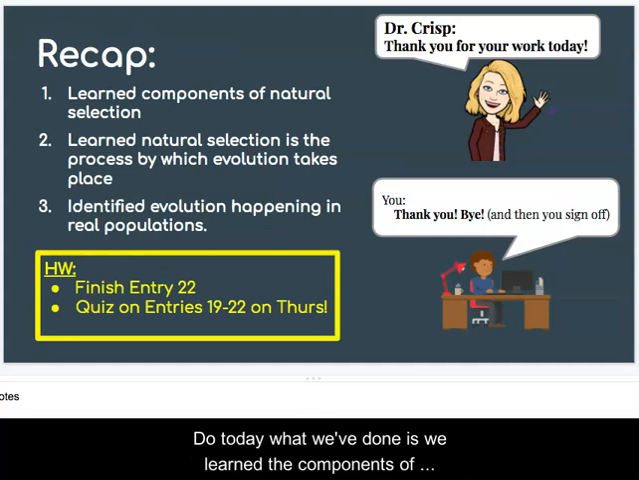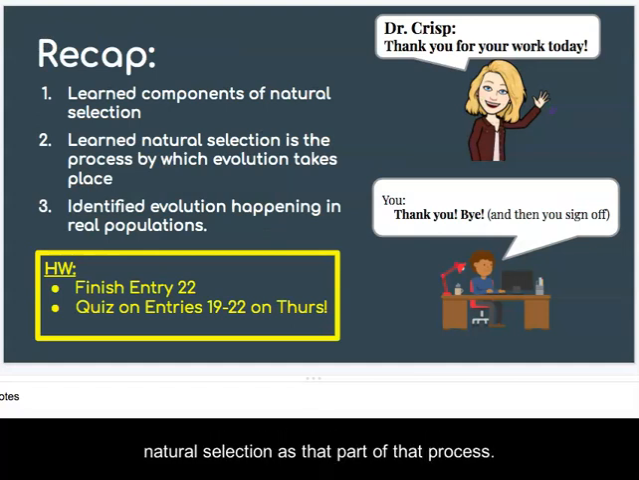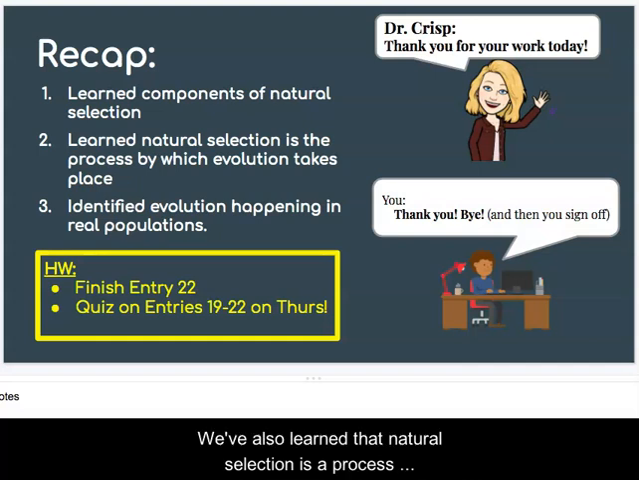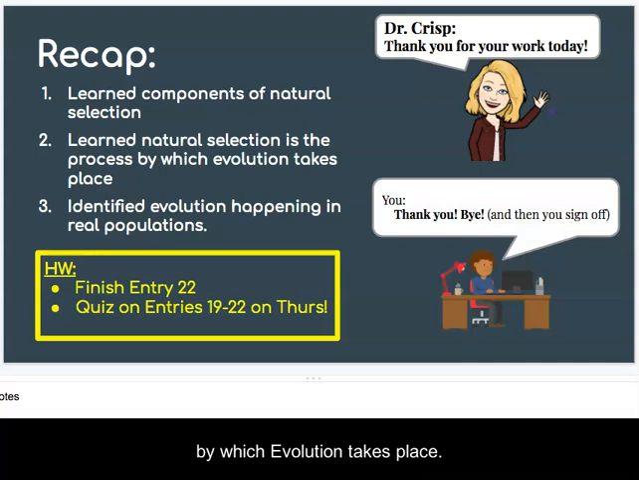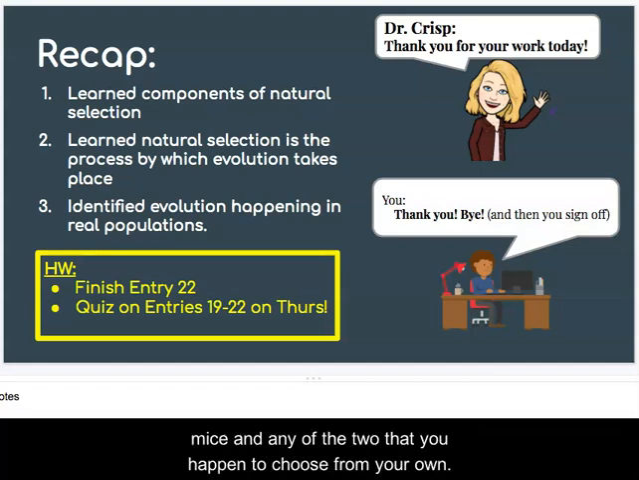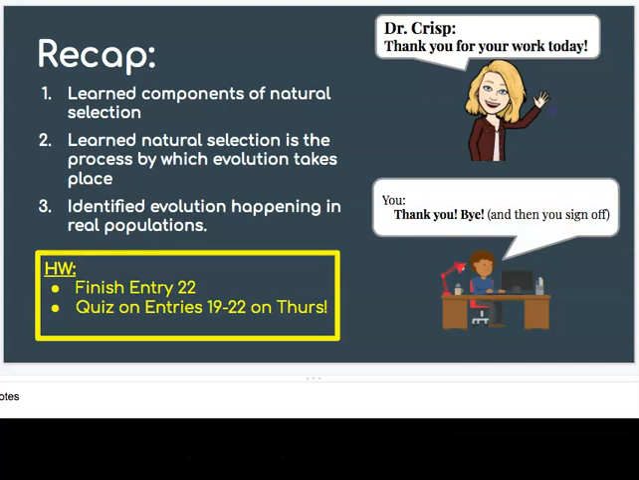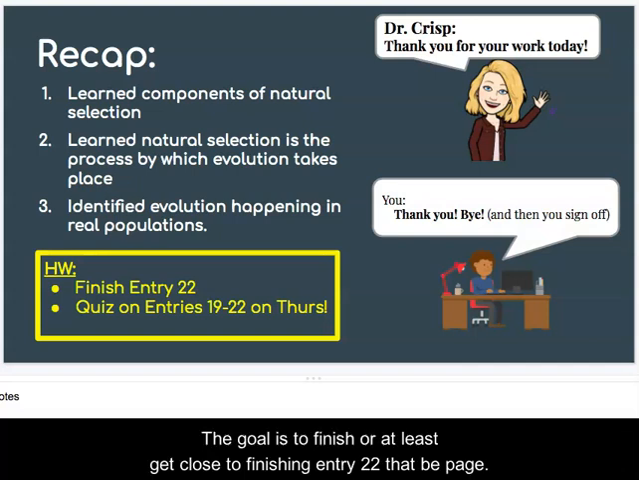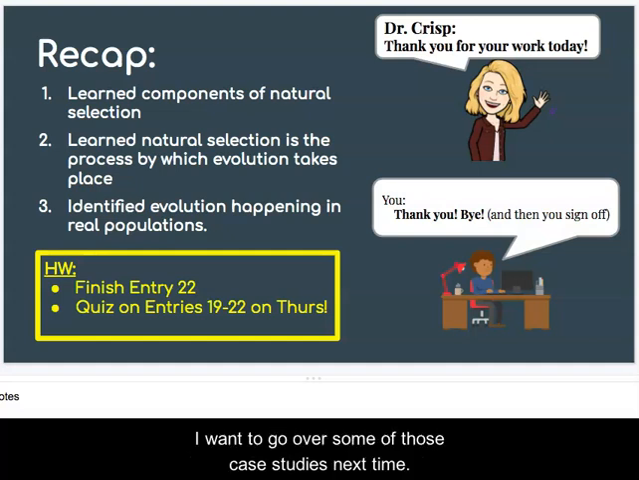So today what we've done is we learned the components of natural selection as part of that process. We've also learned that natural selection is a process by which evolution takes place. And we've also been able to identify evolution happening in real populations with the case studies, the snails, the pocket mice, and any of the two that you happen to choose on your own. So the goal is to finish, or at least get close to finishing, entry 22, that B page. I want to go over some of those case studies next time.